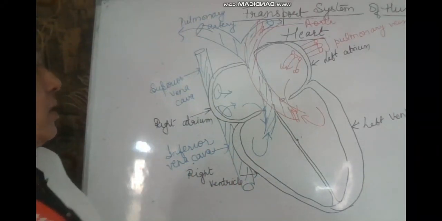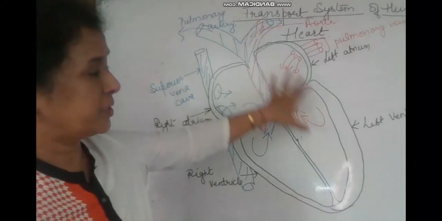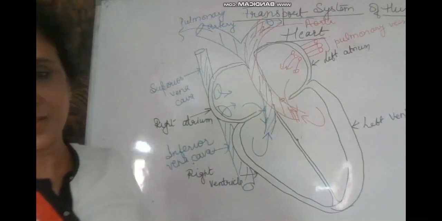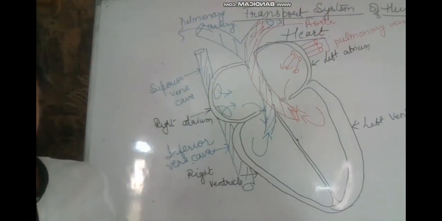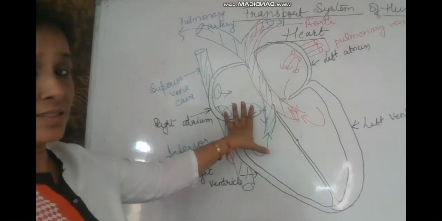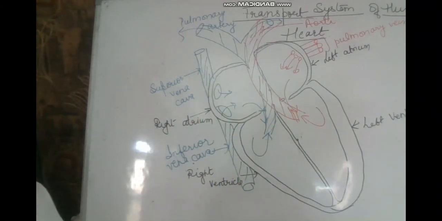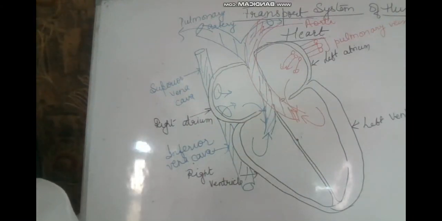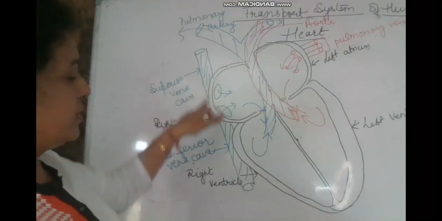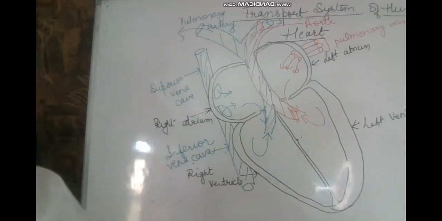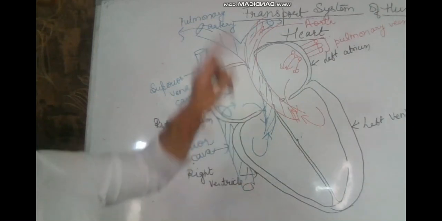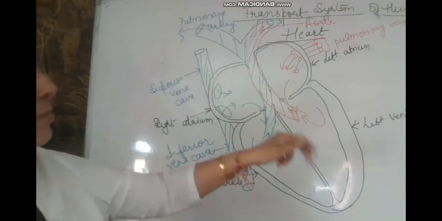Okay, so 4 chambers and 4 blood vessels. These are sufficient to learn for you. This right side is for deoxygenated blood. This is the left side for the oxygenated blood. Superior, inferior vena cava, deoxygenated blood. Pulmonary artery, deoxygenated blood. Pulmonary vein, oxygenated blood.